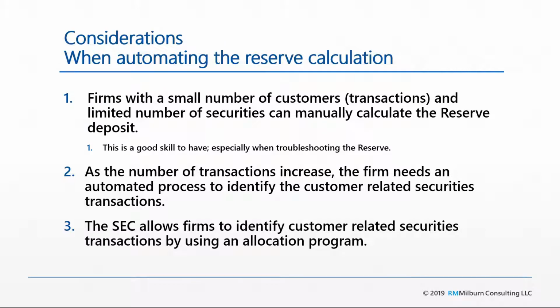One thing to take away from this presentation is that with a small number of customers/transactions and a limited number of securities, you can manually calculate the reserve deposit. And I'm going to tell you this is a good skill to have, especially when you're troubleshooting the reserve. However, as the number of transactions increases, the firm needs an automated process to identify the customer-related securities transactions and separate them from the non-customer and proprietary transactions. Now, the SEC will allow firms to identify customer-related security transactions by using an allocation program, and that's going to be the subject of Part 2.